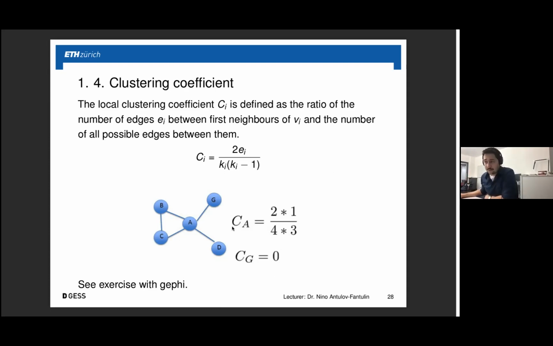For example, for this node, in its first neighborhood, only these two nodes share an edge. So we would just apply the formula 2 times 1, one edge, divided by the number of possibilities, and this is the clustering coefficient. This other node would actually have a 0.